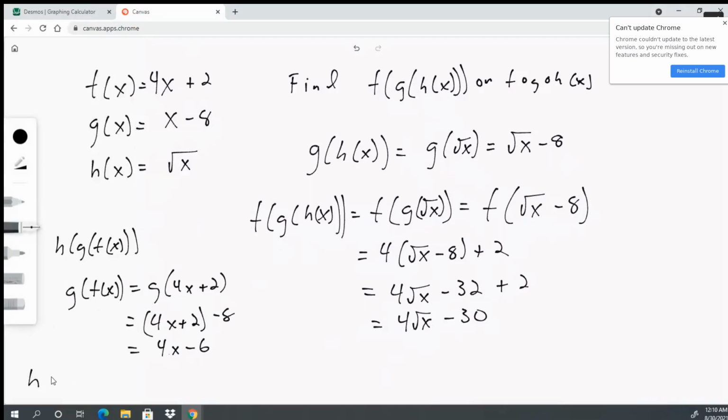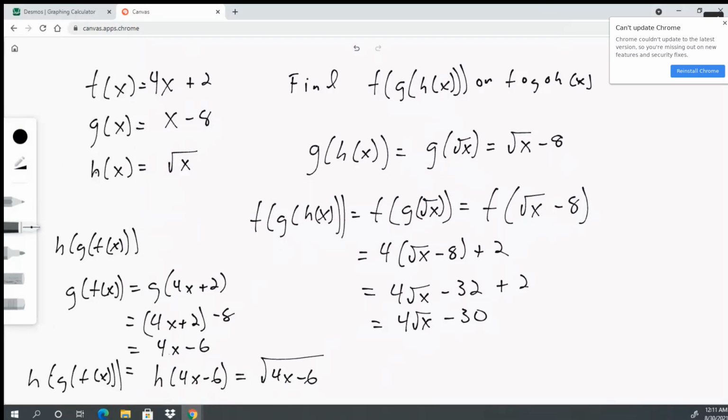Now, h of g of f of x is basically h of 4x minus 6, right? We just plug in 4x minus 6 every time we see x, so that is the square root of 4x minus 6, right? So what we want to do whenever we're doing these composition of functions is we work from the inside and go out.